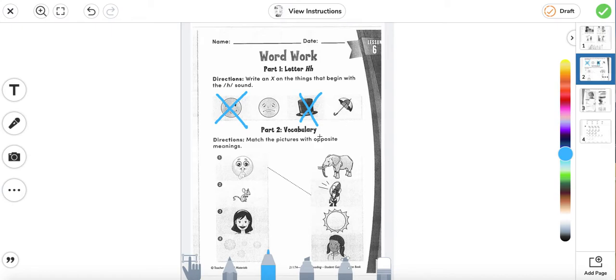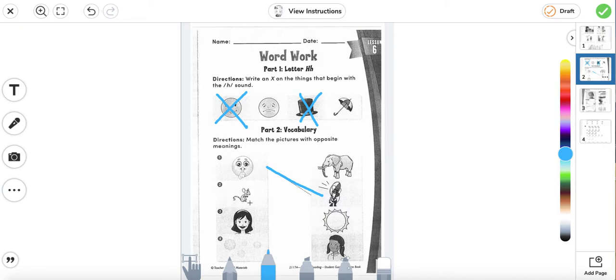Next, we're going to move on to vocabulary. We're going to match the pictures with the opposite meanings. So here we have a picture of a person with their finger on their lip. So that means they want to be quiet. What is the opposite of quiet? Loud. Do you see a picture that shows something loud? Yes. From the band. Okay, so we're going to draw a line there.